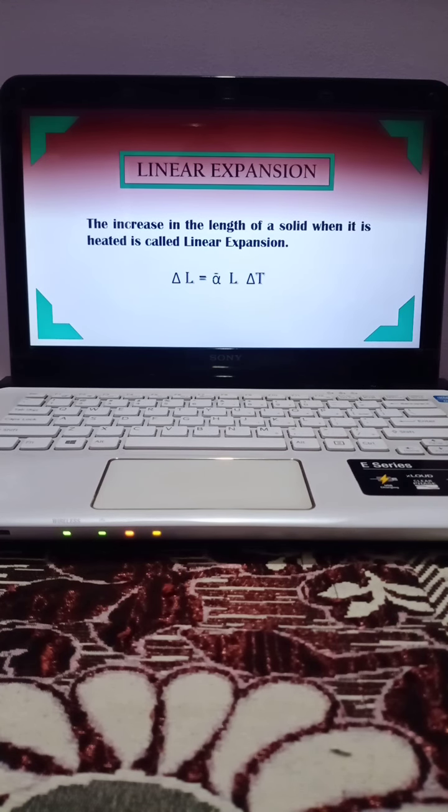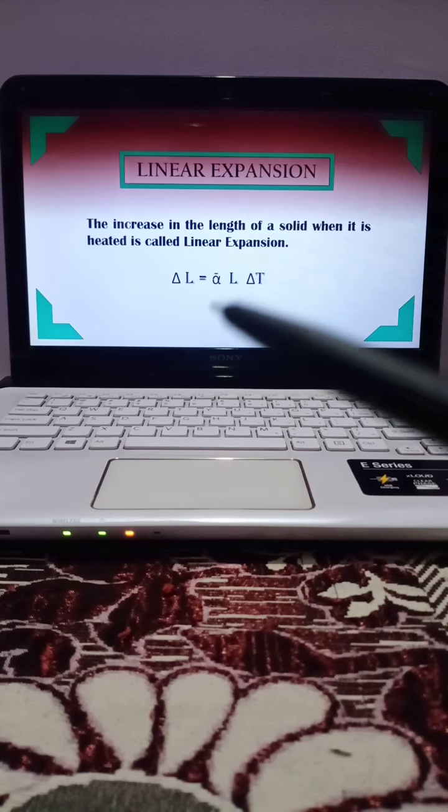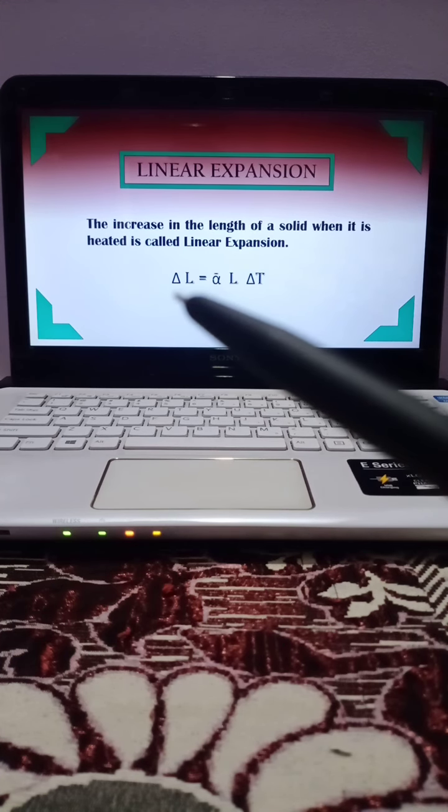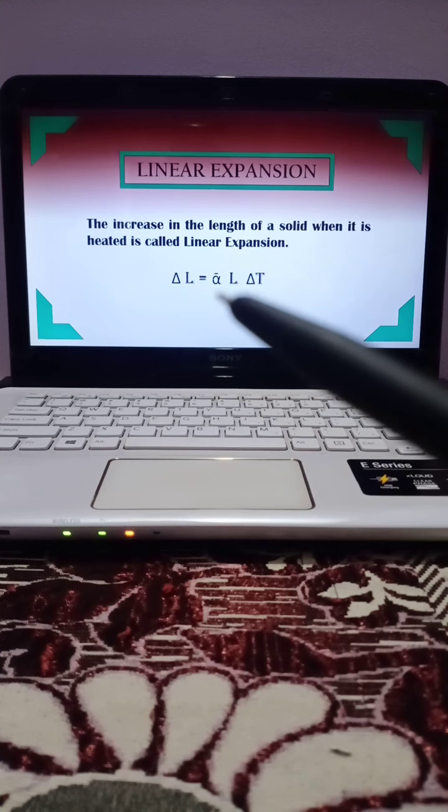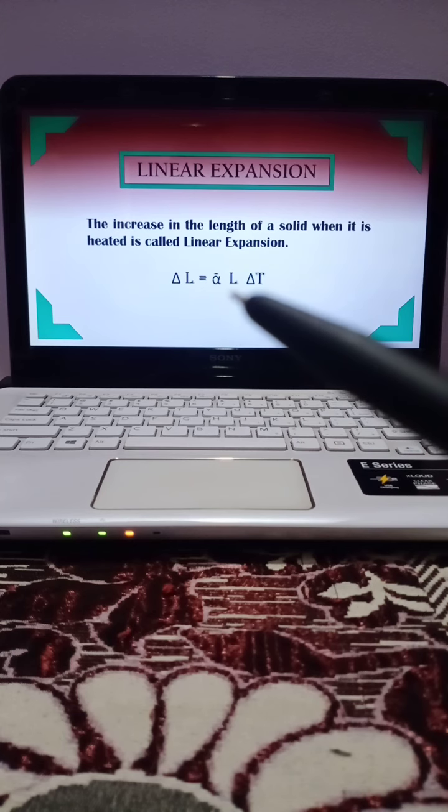then it is called linear expansion, and it is represented by delta L equals alpha L delta T. Here delta L represents the change in length of the solid material, alpha represents the coefficient of linear expansion, capital L represents its original length, and delta T represents the change in temperature.